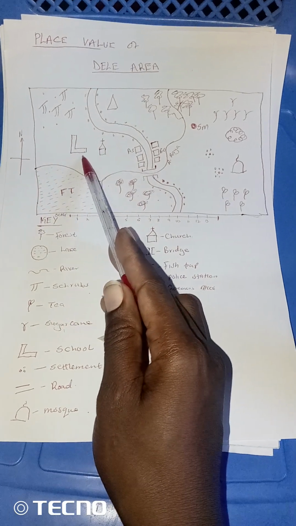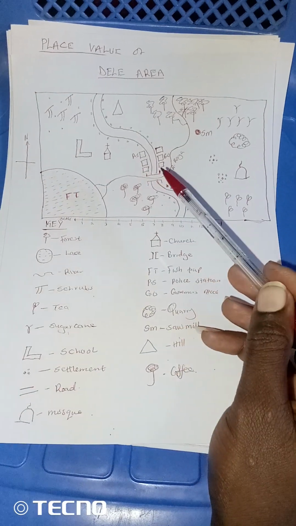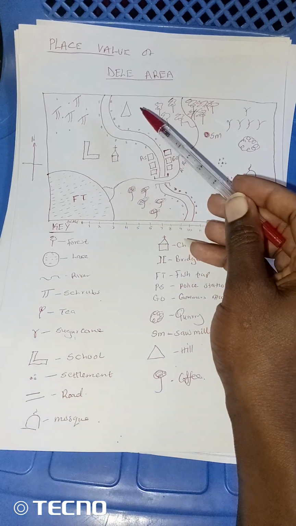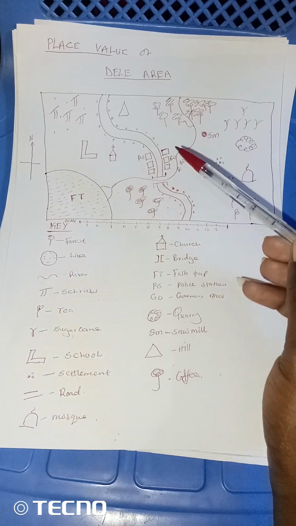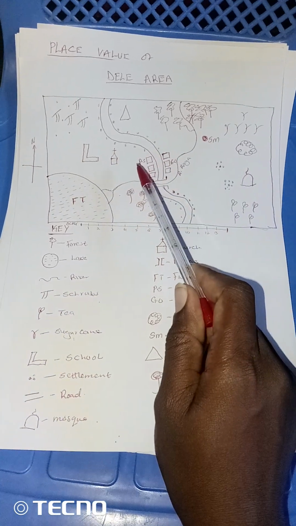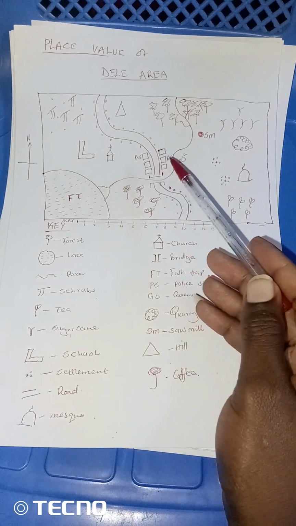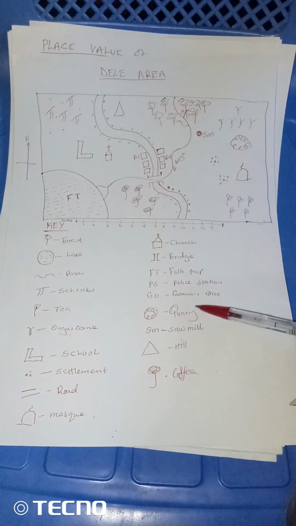Now, we have also a school here. This is a school. Now, we have another one. We have a very good road, a tarmac road. We have a hill here. We have a bridge here. And we have what we call administration. Now, look here. We have what we call PS, police station, and local police stations to maintain law and order. That everyone knows.